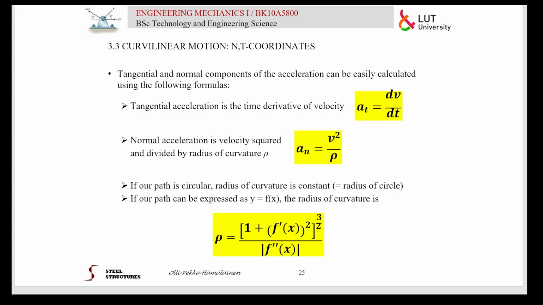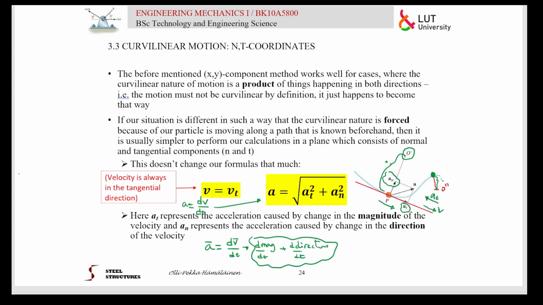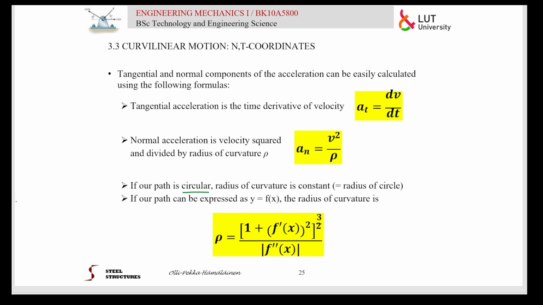And as mentioned, if our path is perfectly circular, then the radius of curvature is constant, which is the radius of the circle. But if we're in the presence of a figure or curve like this one here, then we need to find a way to calculate that radius of curvature at each step. And there is a formula for that, which is this one here.